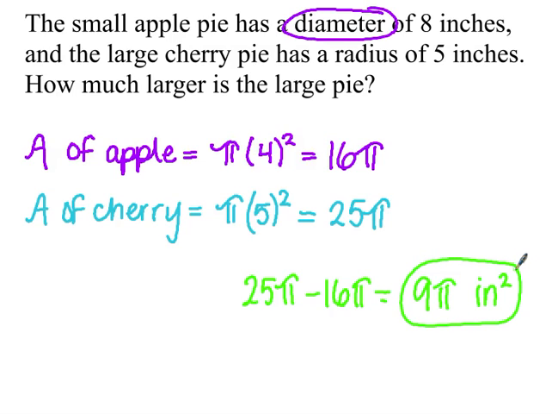And that's perfectly acceptable. Now, if you're going to do decimals, I want you to use the pi button on your calculator. So I don't want you to use 3.14. And then I want you to round to 2 decimal places.